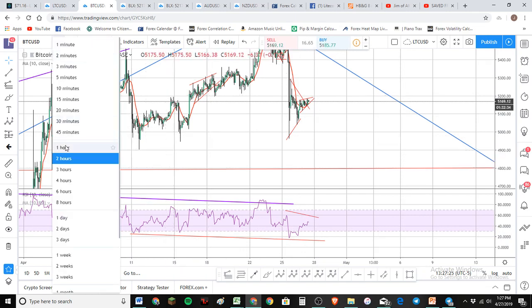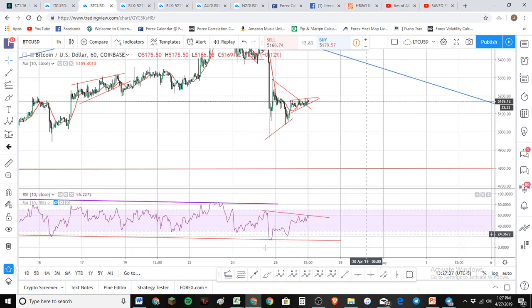So that's what we're going to be looking for. Let's go to the lower time frames. Let's go to a 1 hour and see if we see any divergence here. This is going up while this is going up. No divergence yet. Everything is moving on together. The RSI is moving together with price, so no divergence.